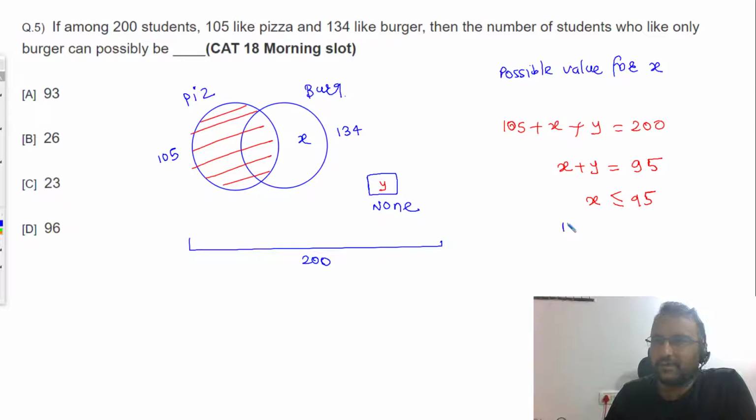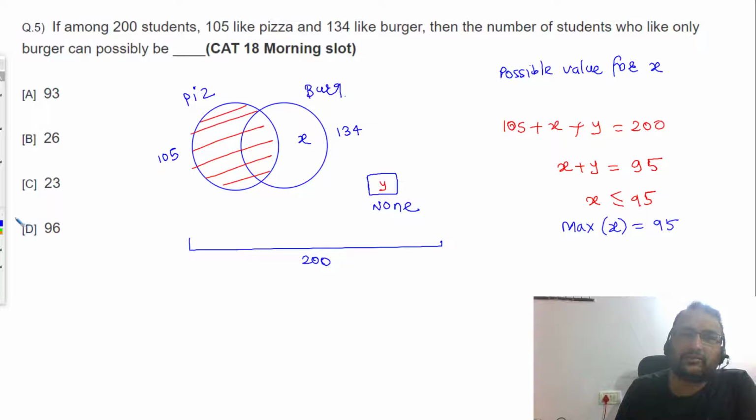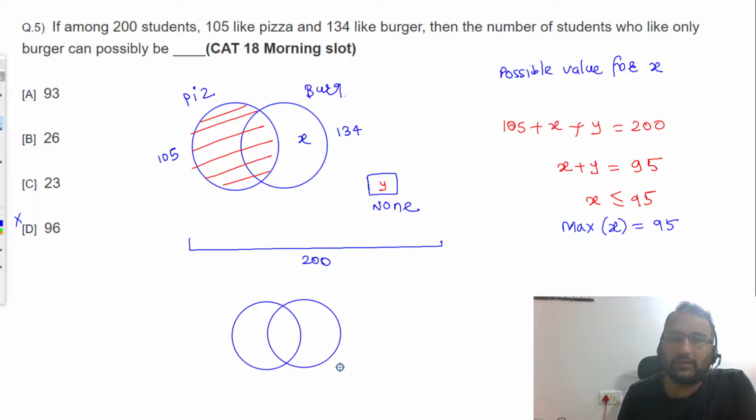So over here we can say that the maximum value that x can take is equal to 95. So this 96 option is eliminated over here. So now let's see how you can find the minimum value of x over here. Let's have a look at it.